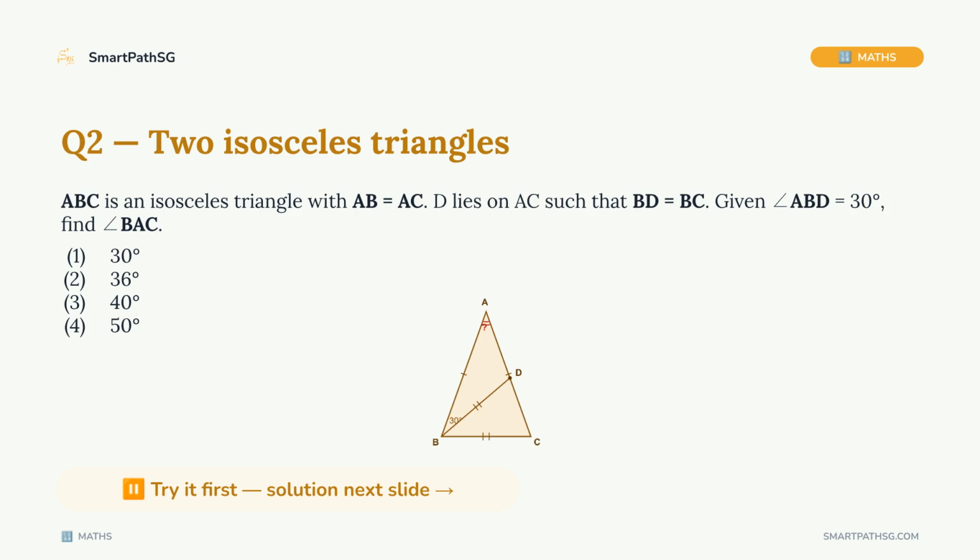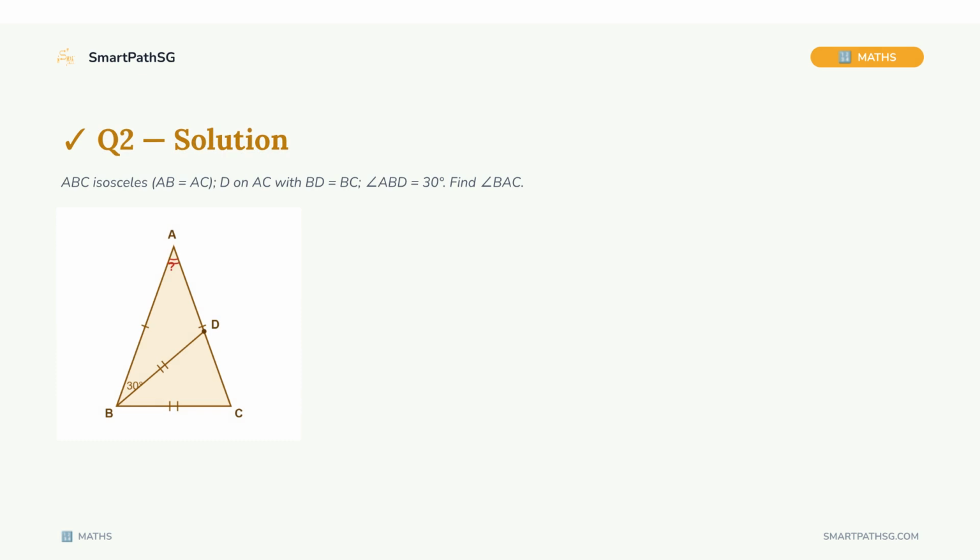Question 2. ABC is an isosceles triangle with AB equals AC. D lies on AC, such that BD equals BC. Given angle ABD equals 30 degrees, find angle BAC. The key is to recognize that angle ACB is a base angle in both isosceles triangles, ABC and BCD. In other words, 3 angles are equal in this figure, ACB, ABC, and BDC.